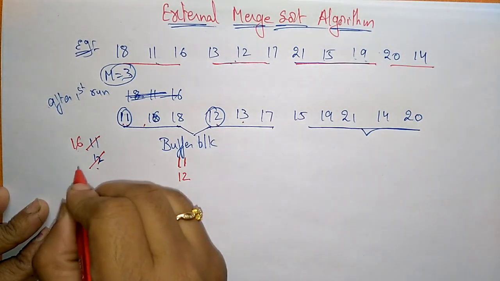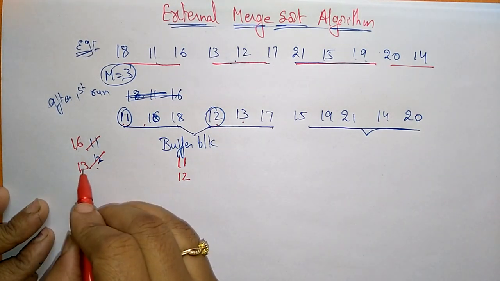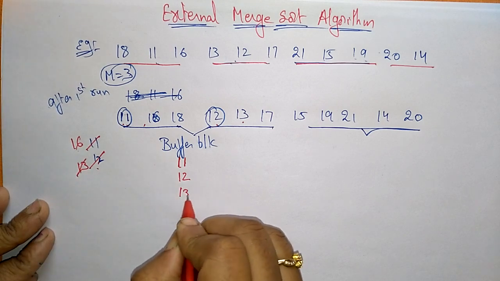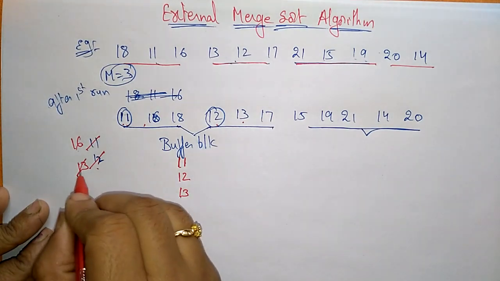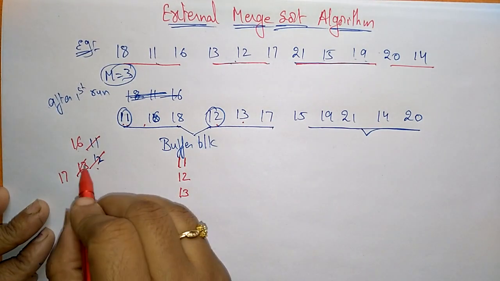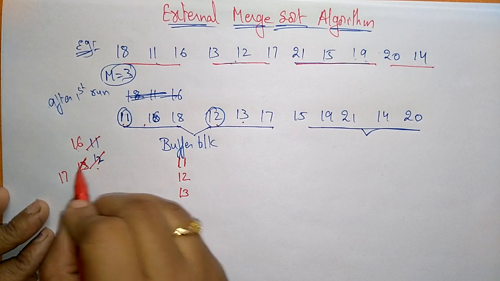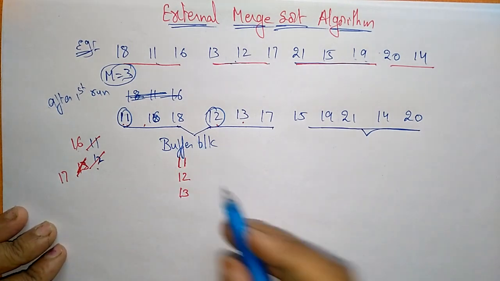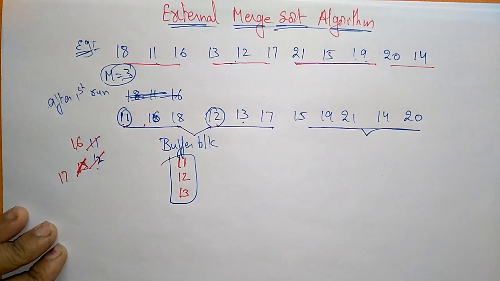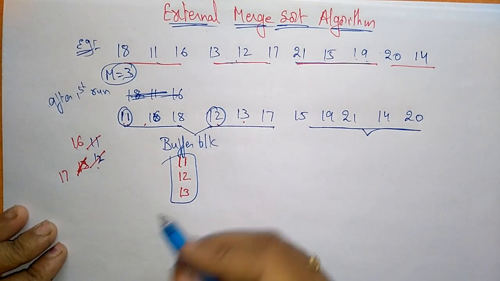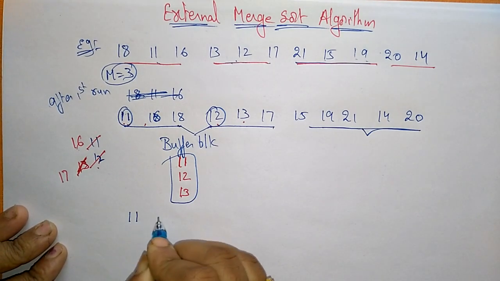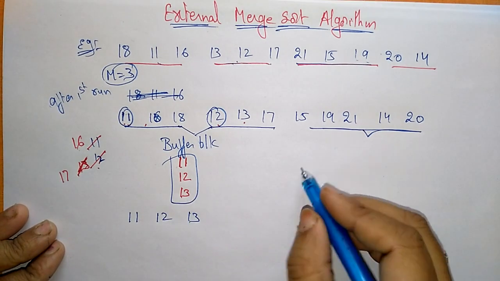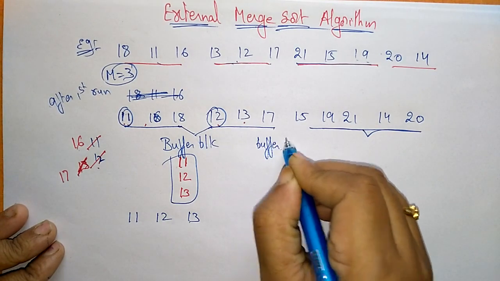After 12 you have 13. Check which one is the least: 13 is the least, so strike it off and place it in the buffer. After 13 you have 17. Here the buffer is full. Whenever the buffer is full, you place that output on the disk. So write the output values 11, 12, 13 on the disk and make the buffer block empty.